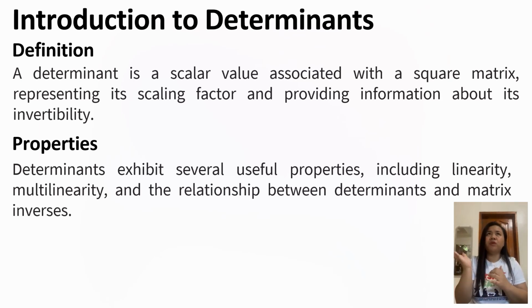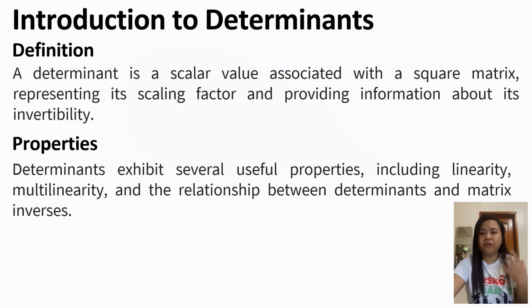When we talk about row operations, swapping two rows changes the sign of the determinant. Scaling a row by a constant k multiplies the determinant by k, and adding a multiple of one row to another does not change the determinant. These properties are leveraged in various computational methods to simplify the calculation process.